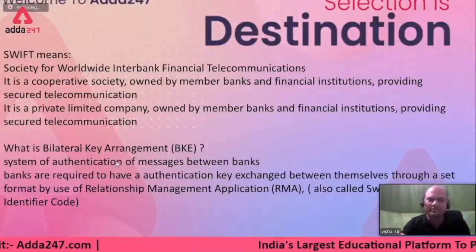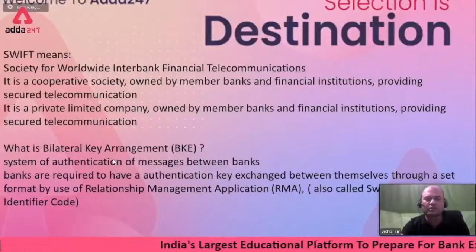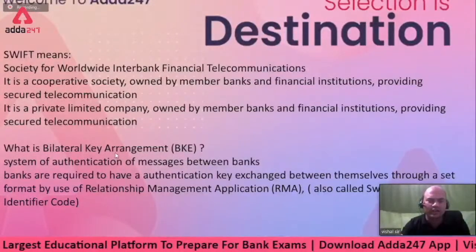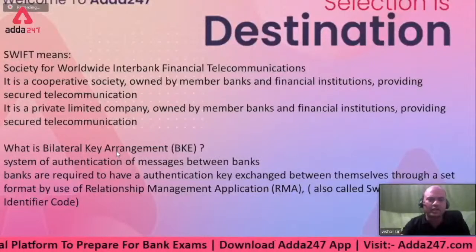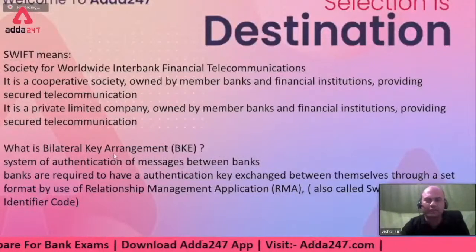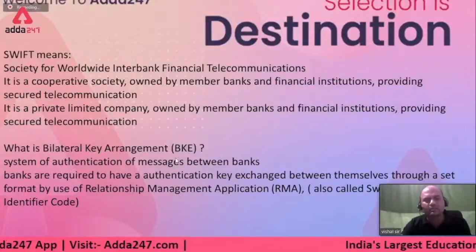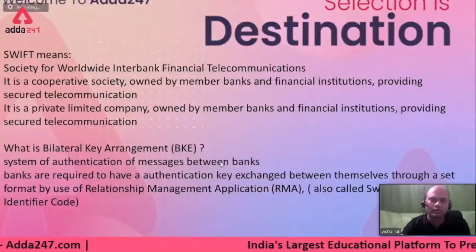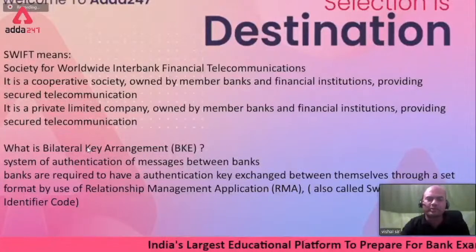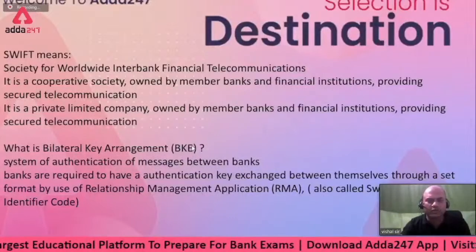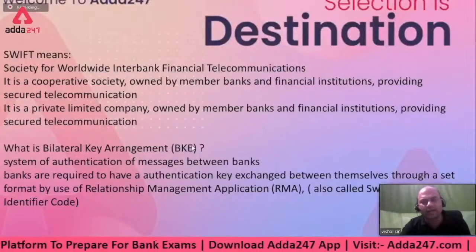Similar to IFSC, if I send some money through the IFSC code of mine in RTGS, the clearinghouse or RBI will definitely know that it has come from my branch, because the IFSC code is specific. Similarly over here, authentication of messages between banks. When I know that something has come from this BKE or this code, then I'll come to know that it has come from that bank and that branch.